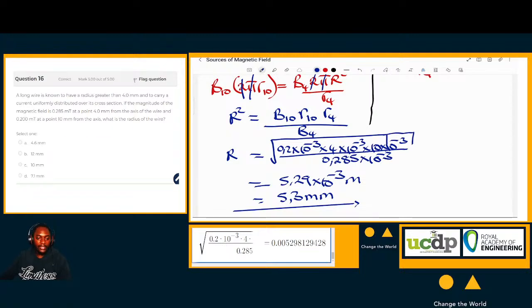All right, so this is what I had for today's tutorial, like I had indicated. There are more questions on sources of magnetic fields, so be sure to join in the next tutorial. We're going to be covering question 17 up to the end of the tutorial questions, up to question 25. You can try out these questions well in advance. Then during the tutorial, the tutors will be there to guide you.